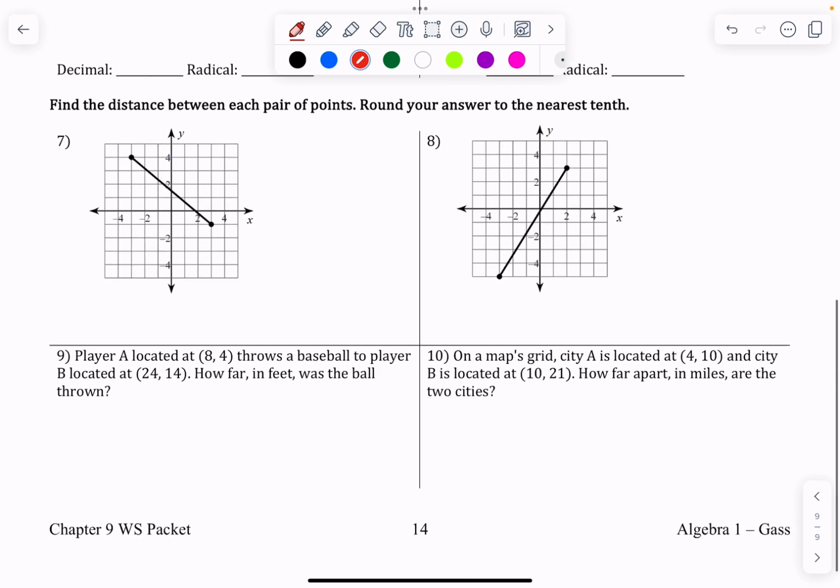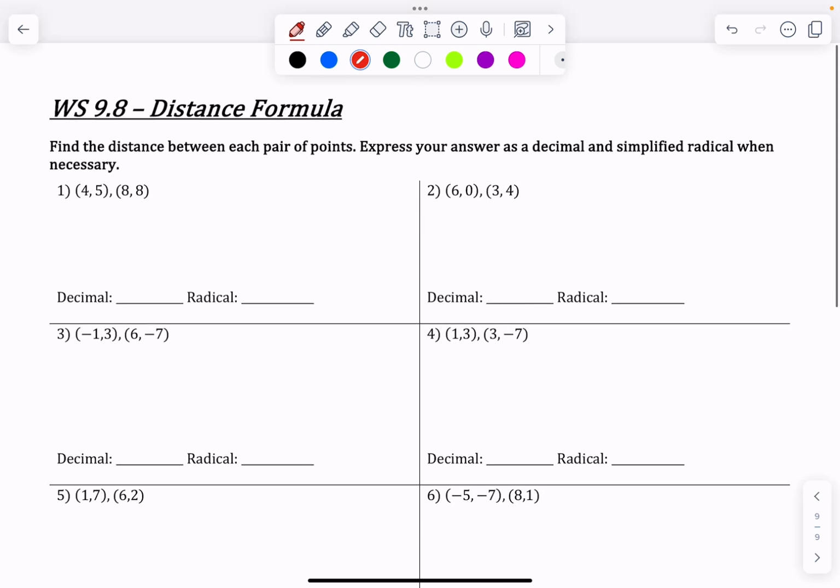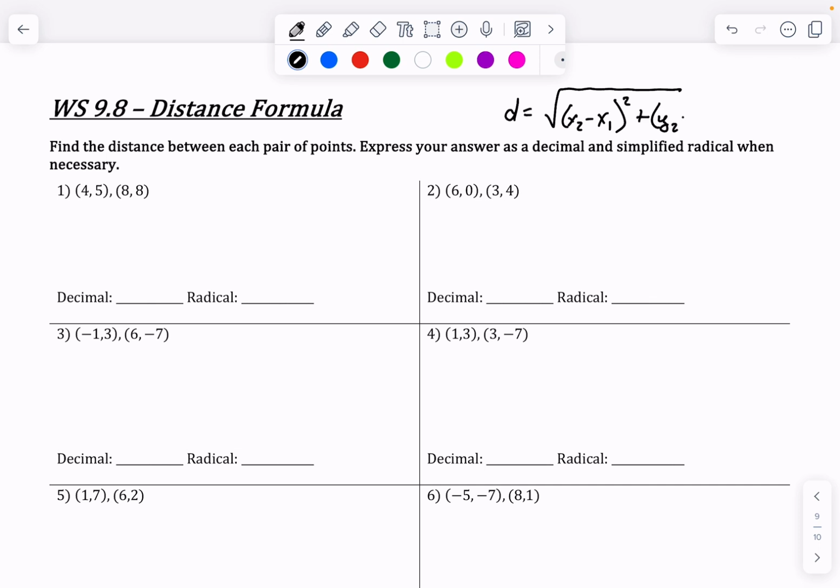Assignment starts here on page 14. There's 10 questions, and you need to show your work every single time. I would be sure to write out the distance formula just to kind of remind you. I have x2 minus x1 in parentheses squared. Then I add y2 minus y1, again in parentheses squared, followed by the square root of whatever that gives you. So there's the distance formula. I would write it down so you don't have to constantly look at your notes. It's just a good idea to have this memorized.